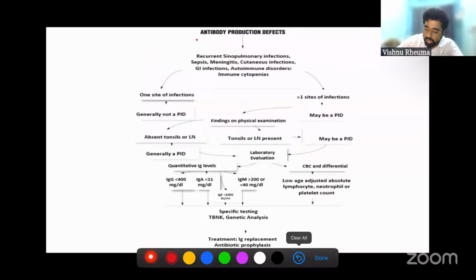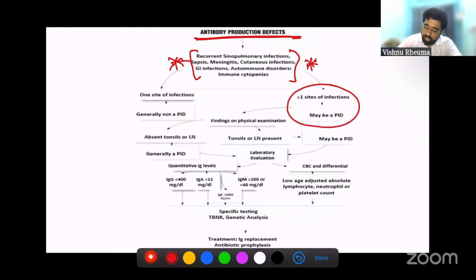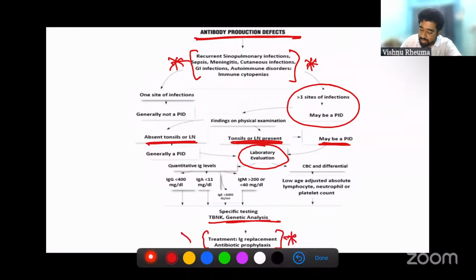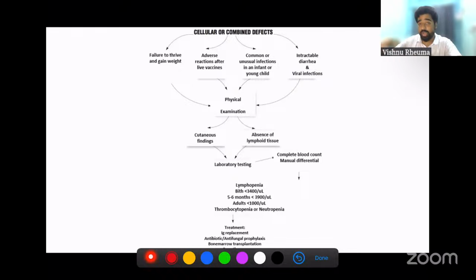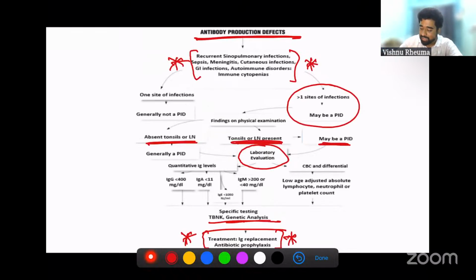If ever you have an antibody production defect, your B cell defect, these are the ones that are there. We discussed which are the main infections that are there. If it is more than one site, usually it might be a PID. Then you examine for tonsils, lymph nodes, etc. In your X-linked agammaglobulinemia, in Bruton's agammaglobulinemia, tonsil and lymph node will be absent. Then you go for lab evaluation. Mainly, you will focus on the immunoglobulin profile. If it is there, okay, then you will confirm it with genetic analysis. You can type what is the disease that is there and what is the treatment. You will replace immunoglobulins, and you will give antibiotic prophylaxis, as simple as that. So immunoglobulin replacement as well as antibiotic prophylaxis, you can remember like that.